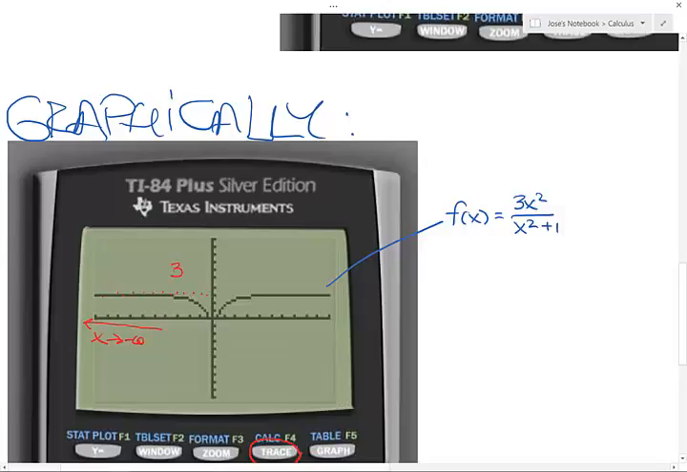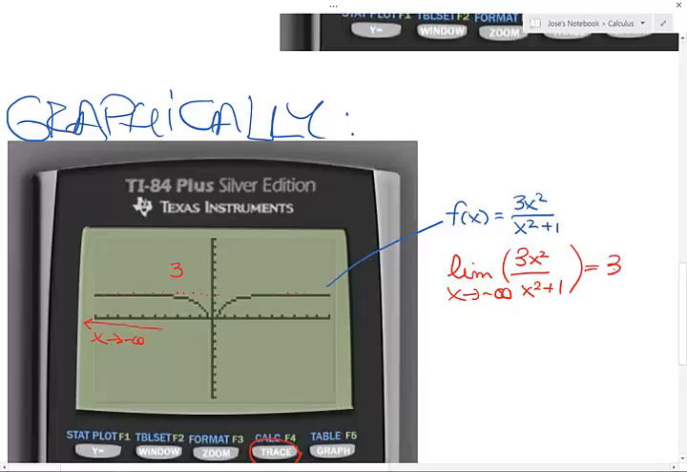You can see in here it seems to be 3. You can see also the value going to positive infinity was also 3. So I'm going to write something I didn't know before: the limit when x goes to negative infinity for this function, 3x squared over x squared plus 1, is equal to 3.